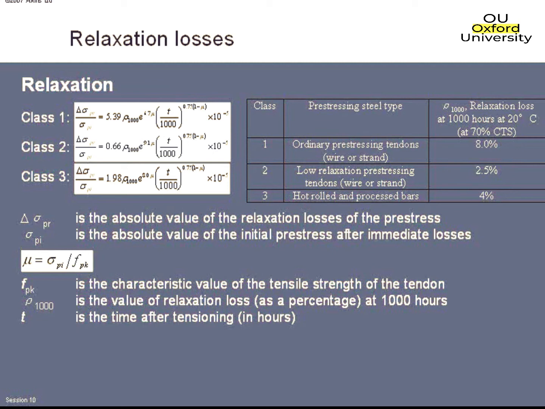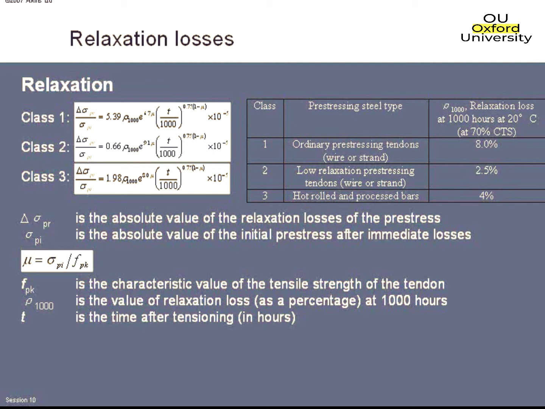So if we had low relaxation strand, we would just use 2.5% as a blanket loss of force on our strand. We can't do that in the Eurocodes because it provides these equations which tell you what the loss is with time. So if we're talking class 2, the low relaxation loss, we have to use the expression for class 2. And that tells us how our stress will reduce with time, but also how it's affected by this parameter mu, which is the initial stressing force divided by the ultimate tensile strength. So clearly the higher we stress initially, the bigger the relaxation loss will become.